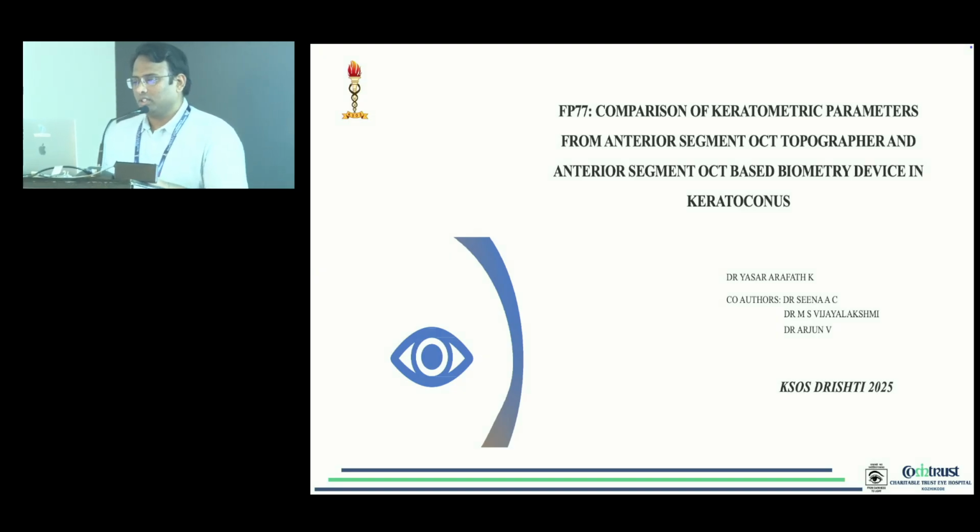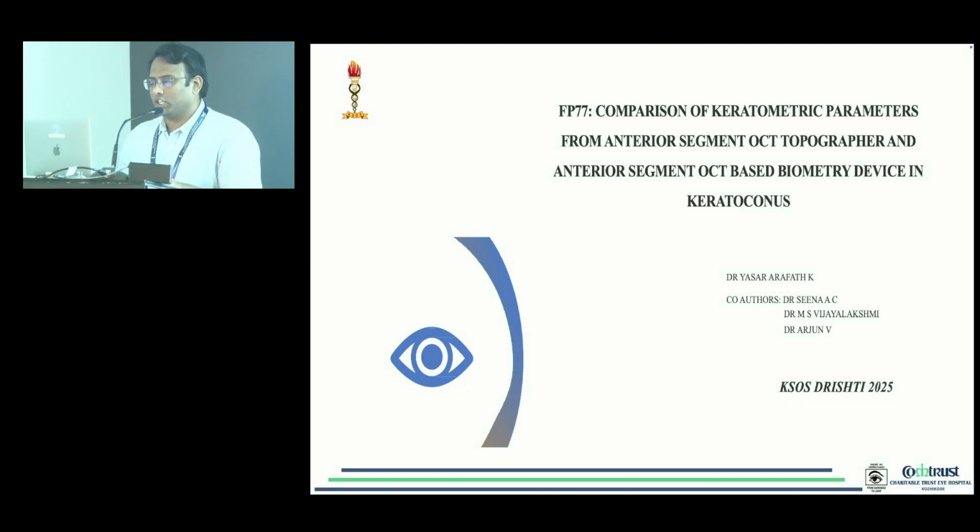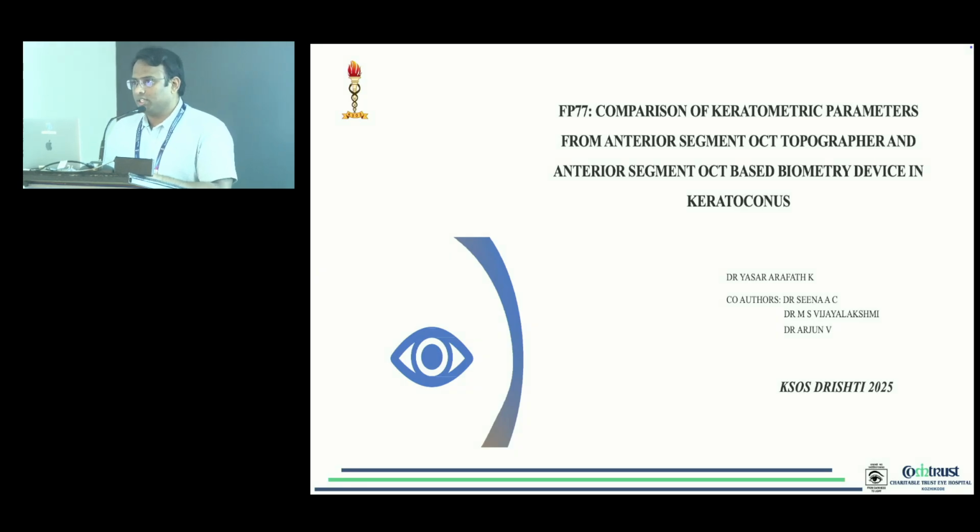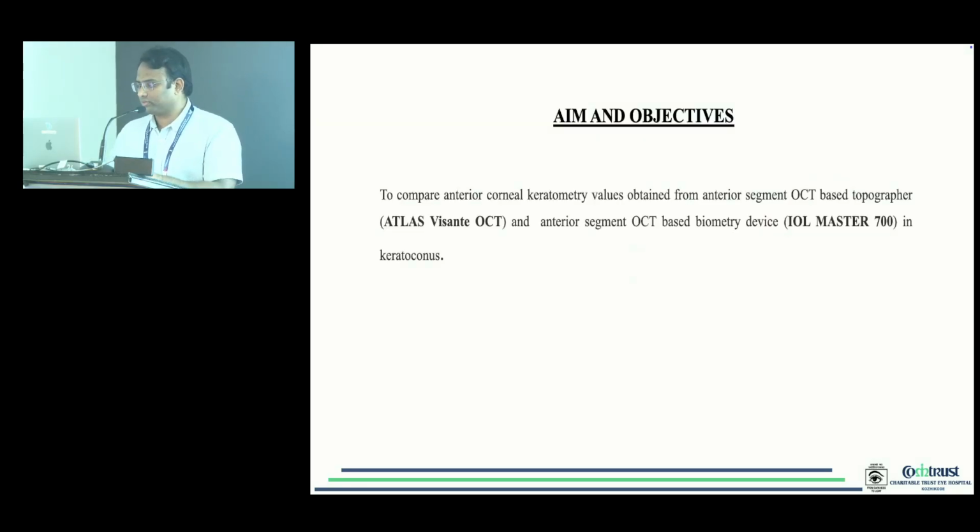Morning. My topic is comparison of keratometric parameters from anterior segment OCT topographer and anterior segment OCT based biometry device in keratoconus. My aim and objectives are to compare the anterior corneal keratometry values obtained from anterior segment OCT based topographer, that is Atlas Visandi OCT, and anterior segment OCT based biometry device, that is IOL Master 700, in keratoconus.